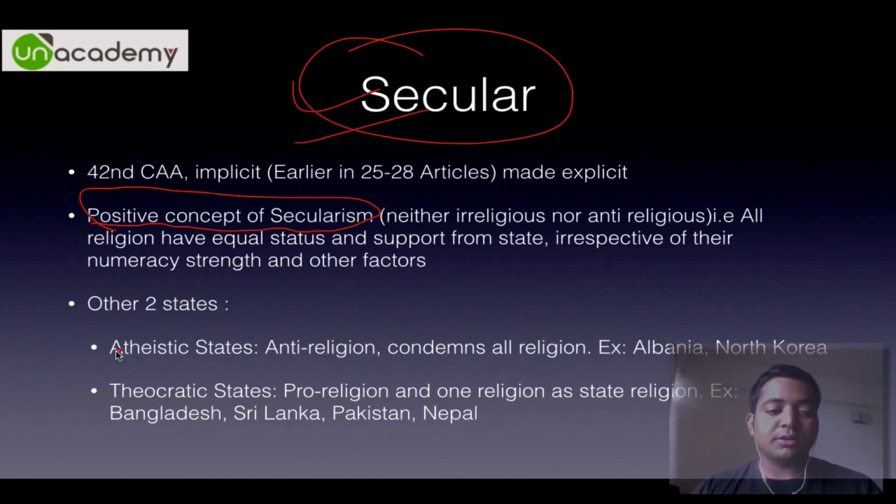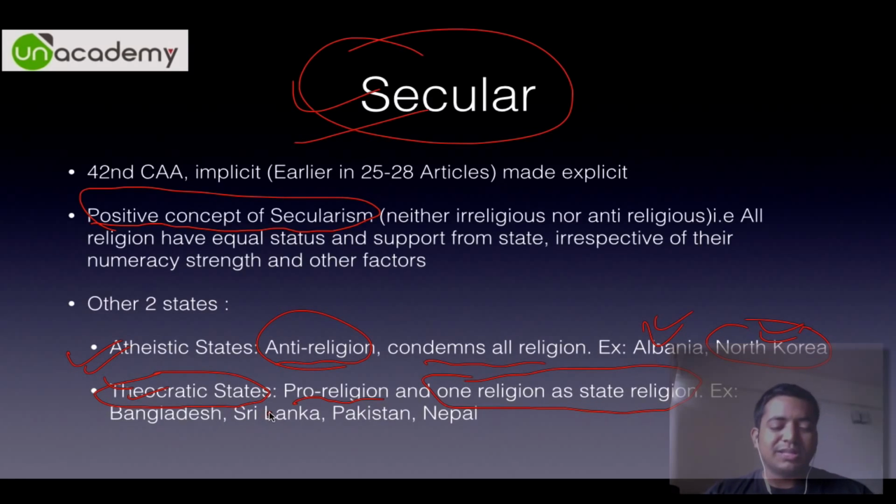Then there are two non-secular states. One is the atheistic state. They are anti-religion. They condemn all religion. For example, it happened once in Albania, where they condemned all the religions, and also in North Korea. Then there are theocratic states. They are pro-religion and they introduce one religion as a state religion.